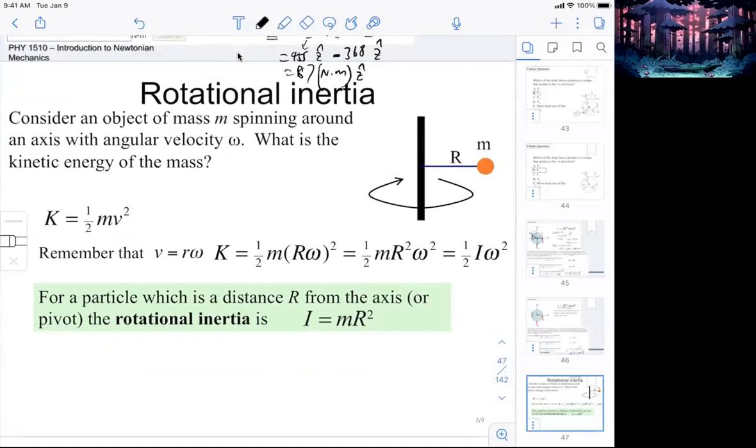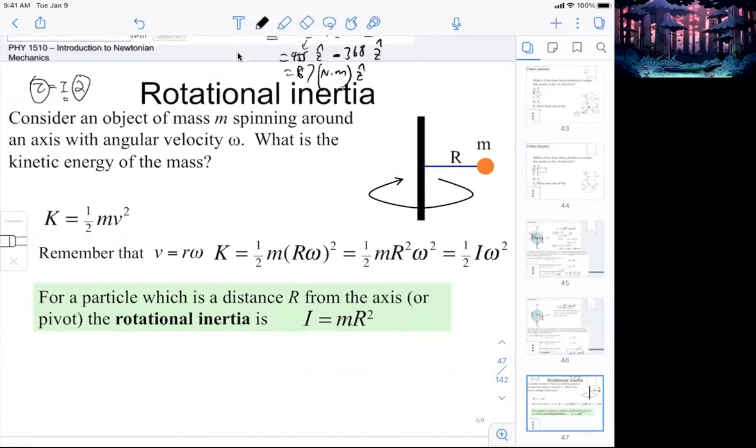Okay, now let's talk about rotational inertia. In terms of Newton's second law for rotation, torque equals I alpha. We have done alpha in our previous class. We just did torque right now. Now let's discuss I. I is the counterpart of mass in rotation.